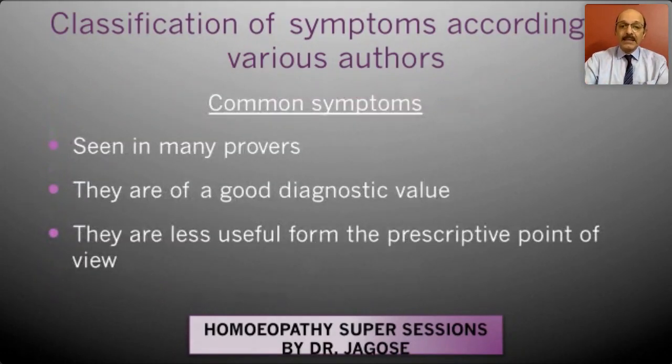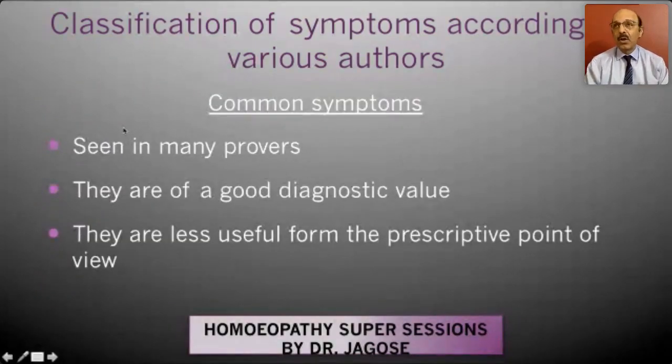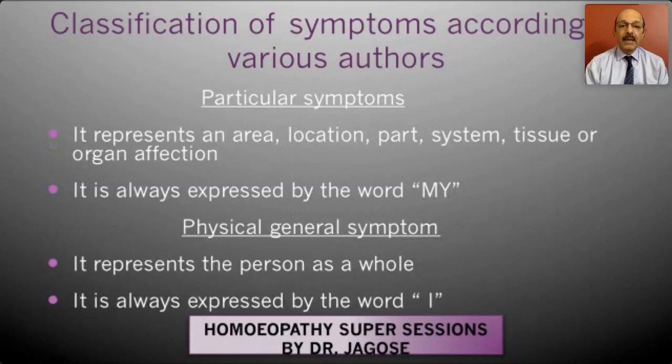Now, let us see something about common symptoms. As you all know, common symptoms are seen in the majority of the provers or in many provers. They are of good diagnostic value, that means they help you only to diagnose the case, and they are less useful from the prescriptive point of view. From the prescription point of view, common symptoms are not useful until and unless they are of a high intensity. Now, particular symptoms, on the other hand, represent an area, a location, a part, a system, a tissue, or an organ affection. So basically, you're seeing a particular location.